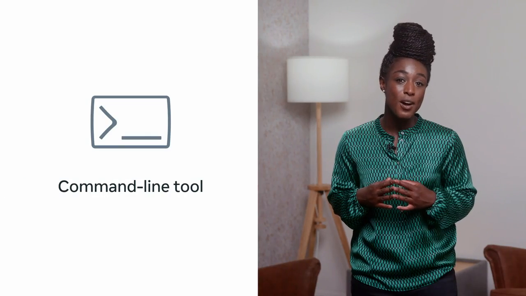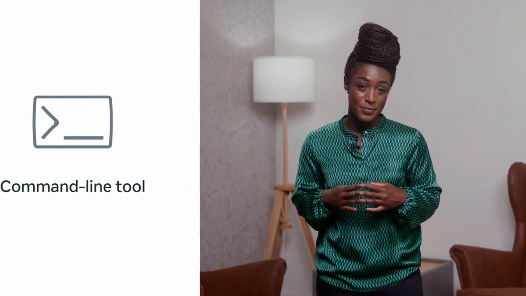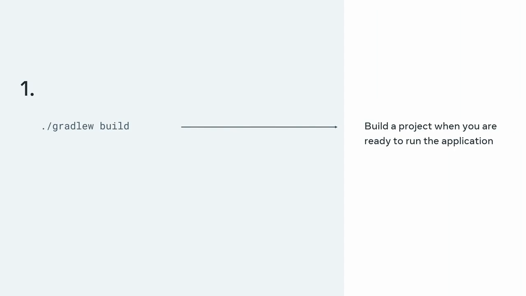Now, if you want to have full control over your Gradle system, you can start your Gradle system manually through the command line tool. To do so, you'll need to know some Gradle commands, so let's explore some of the popular ones. The first command is ./gradlew build. This is used to build a project when you are ready to run the application. A new build directory will be generated if it doesn't exist.